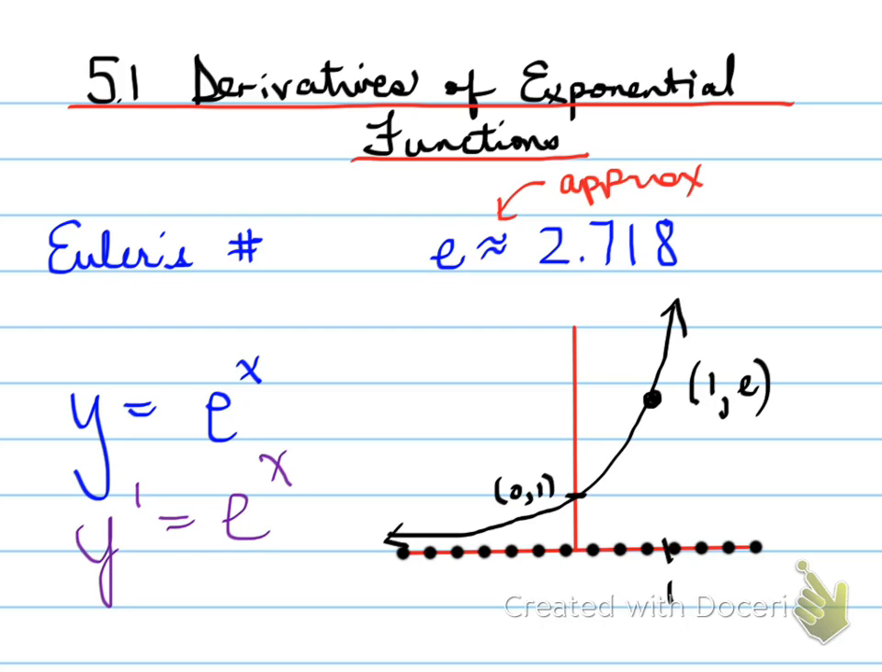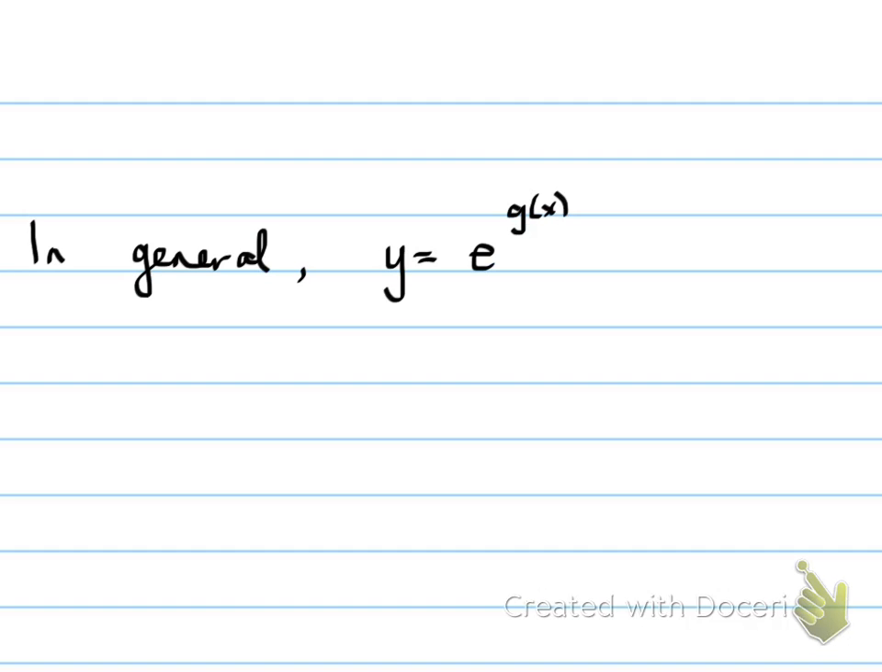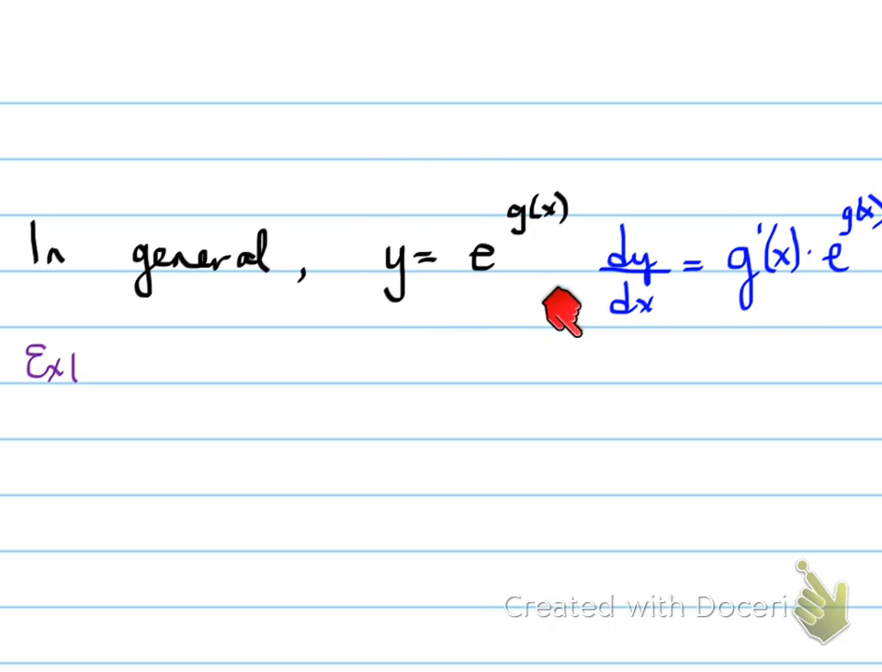That only works if the exponent is just x. What happens if it isn't? So for example, in general, y equals e to the power g(x); the derivative of that is equal to g prime of x times e to the g(x). So again, you take the derivative of this and it turns out to be that, but don't forget that the exponent is a function of x, so we need to take the derivative of that function of x. Very important to keep in mind.